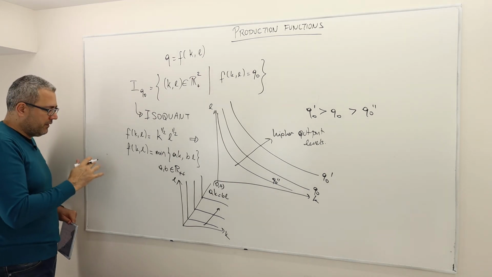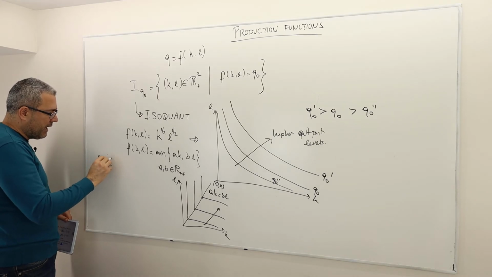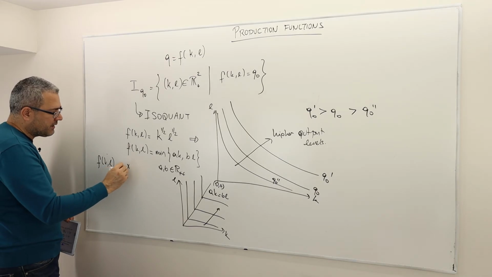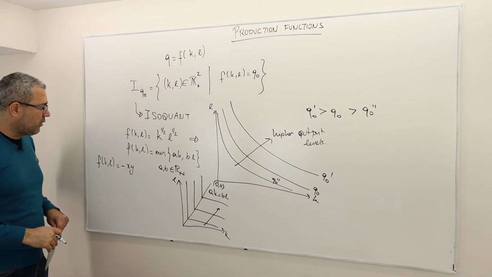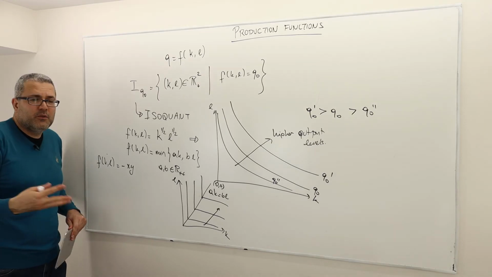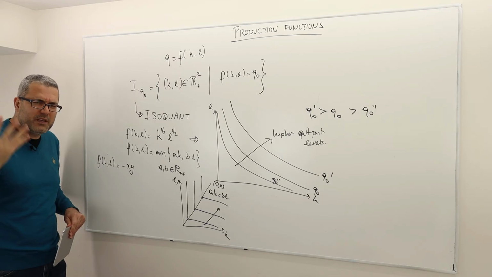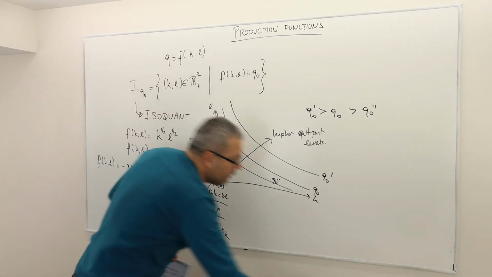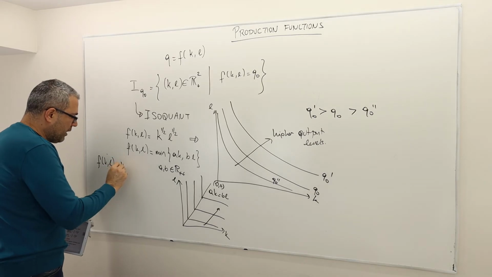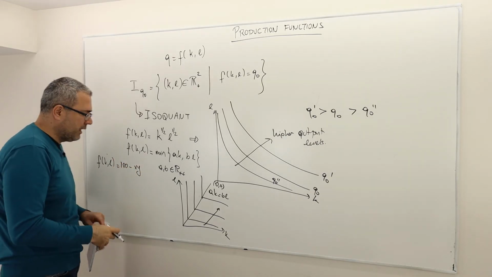I know it's a very weird example, but f of KL equals minus x times y, all right? Well, first off, what does minus really mean? You can't really produce minus amounts of output, right? What does that mean? If you want to make it a bit more realistic, you can assume 100 minus xy, okay? So some constant minus xy.